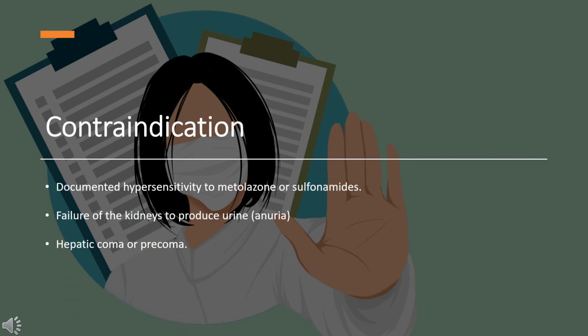Contraindication. Metolazone is contraindicated for patients known to have documented hypersensitivity to metolazone or sulfonamides, failure of the kidneys to produce urine and urea, hepatic coma or pre-coma.